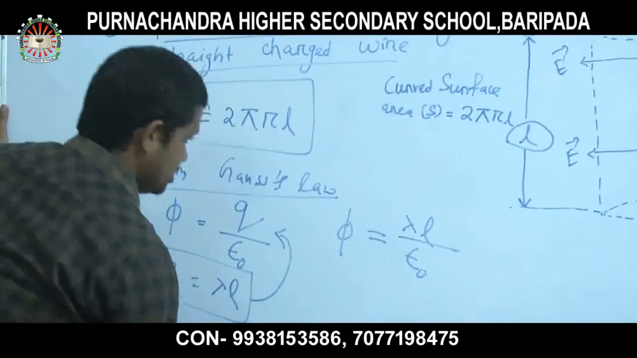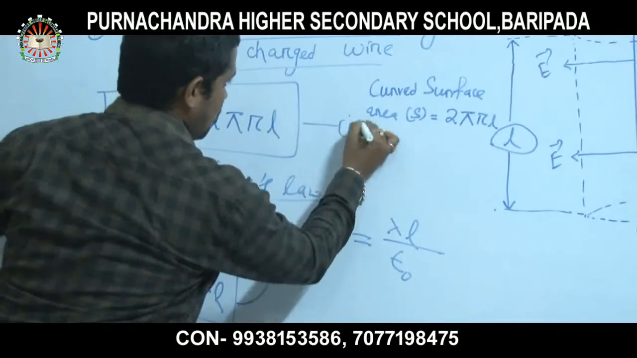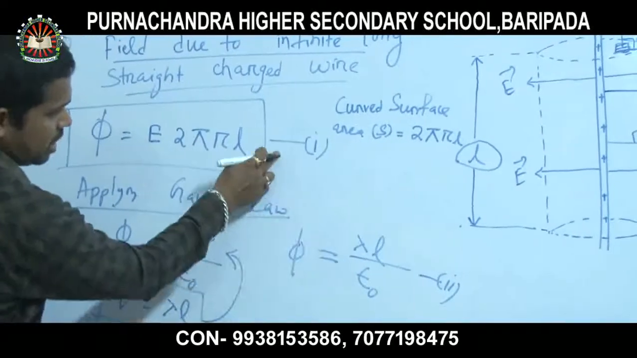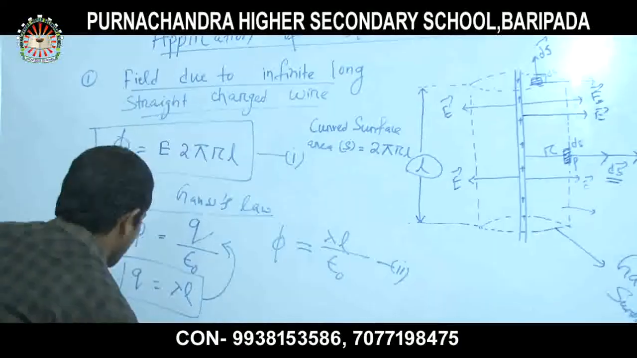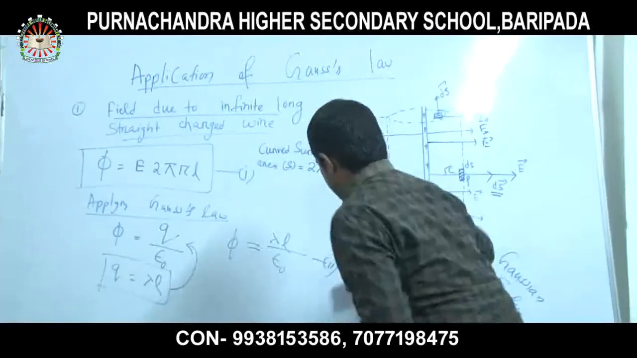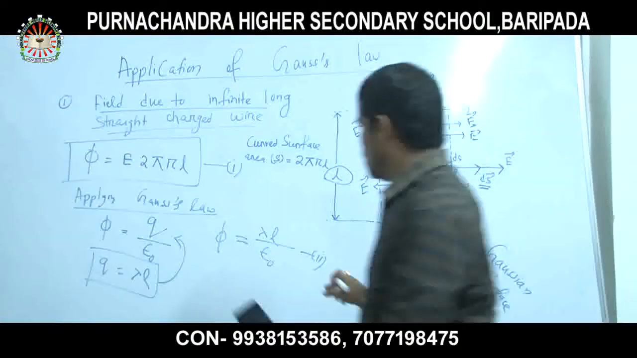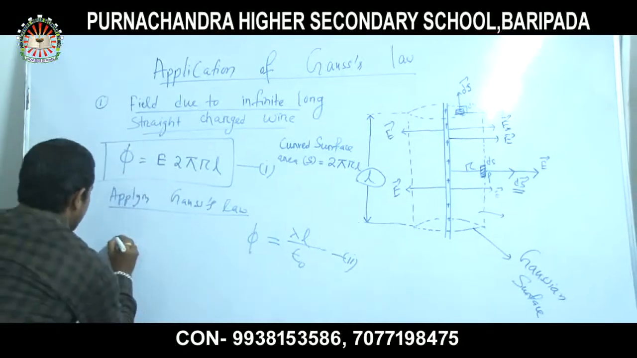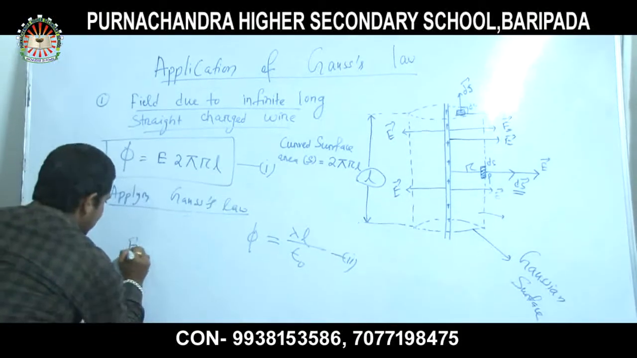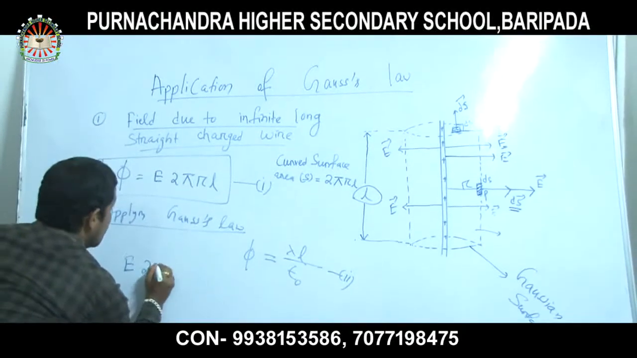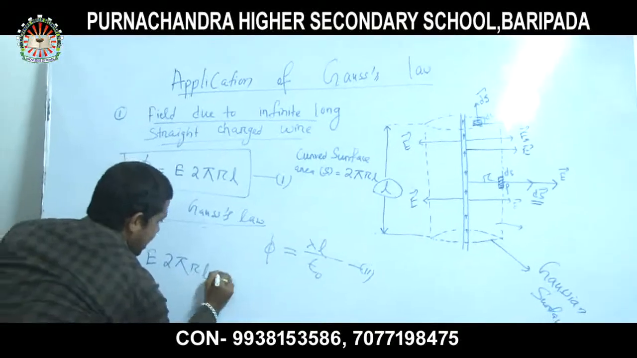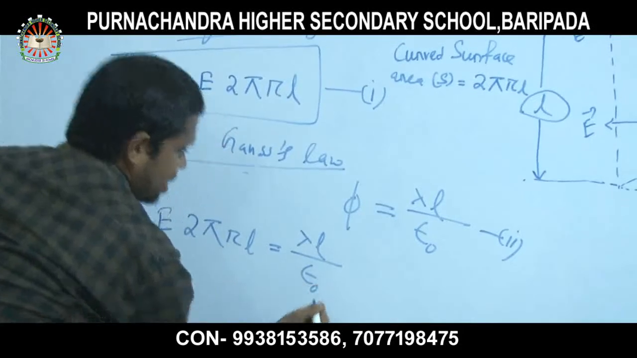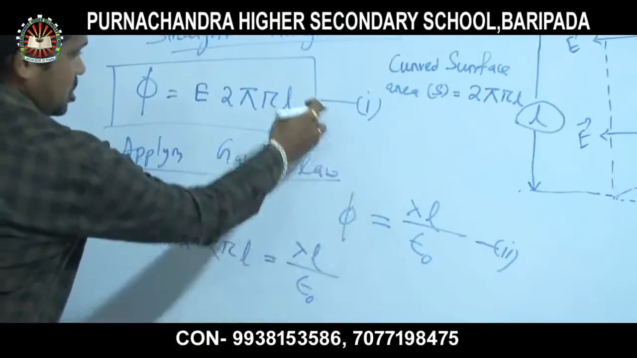Now let us take this as equation number 1 and this as equation number 2. I have to compare these two. By comparing, I can write E 2 pi r L is equal to lambda L divided by epsilon 0.